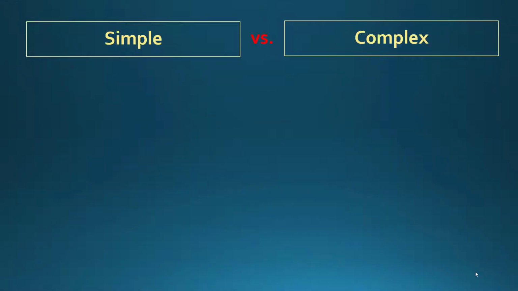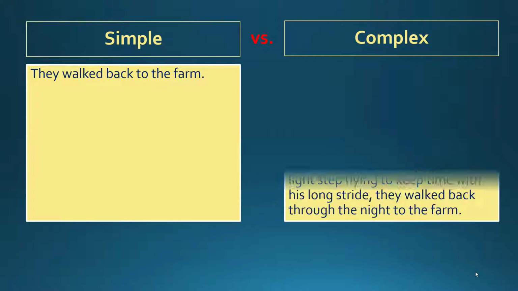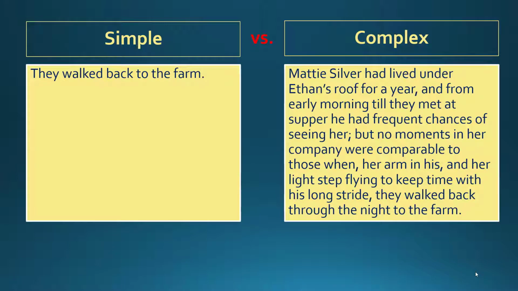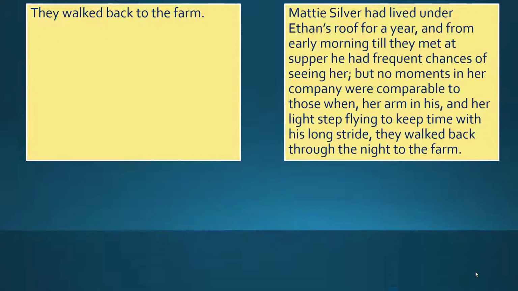First of all, text complexity. Text can be simple or complex. For example, a simple sentence might be, they walked back to the farm. Pretty easy to comprehend. Whereas a more complex sentence would be, Maddie Silver had lived under Ethan's roof for a year, and from early morning till they met at supper, he had frequent chances of seeing her. But no moments in her company were comparable to those when, her arm in his, and her light step flying to keep time with his long stride, they walked back through the night to the farm. That's a lot more complex sentence. It's going to take a lot more processing to comprehend the meaning of it. So that sentence would have a much higher Lexile than the simple sentence.